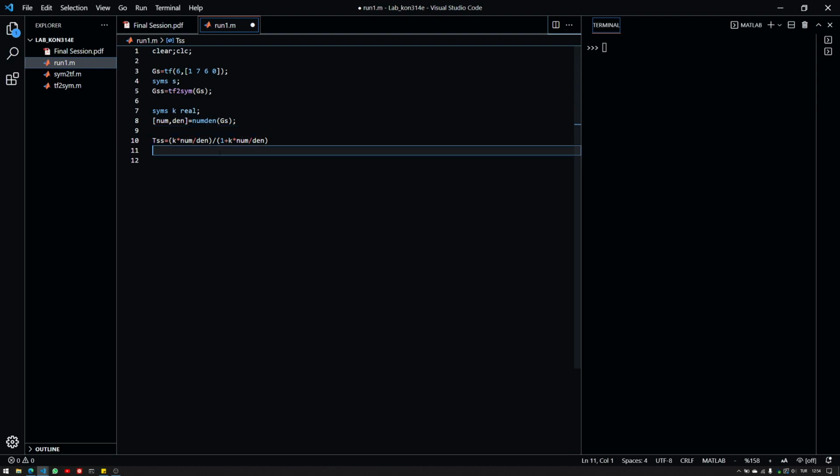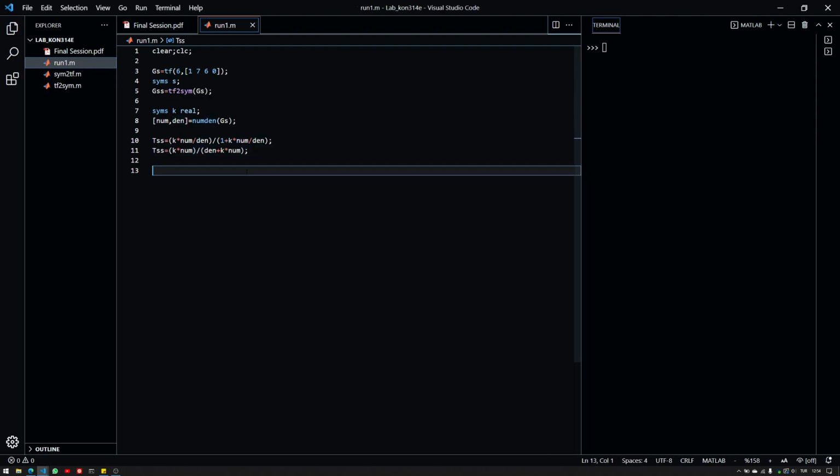What we can do is immediately see from this expression that I can multiply everywhere with the denominator, which gets rid of this num divided by den, and I would see the following. This would be den plus k times num, and then this is gone, and here, this is also gone. Then I have a much simpler expression where I can see that k times num divided by den plus k times num is basically the closed loop transfer function.